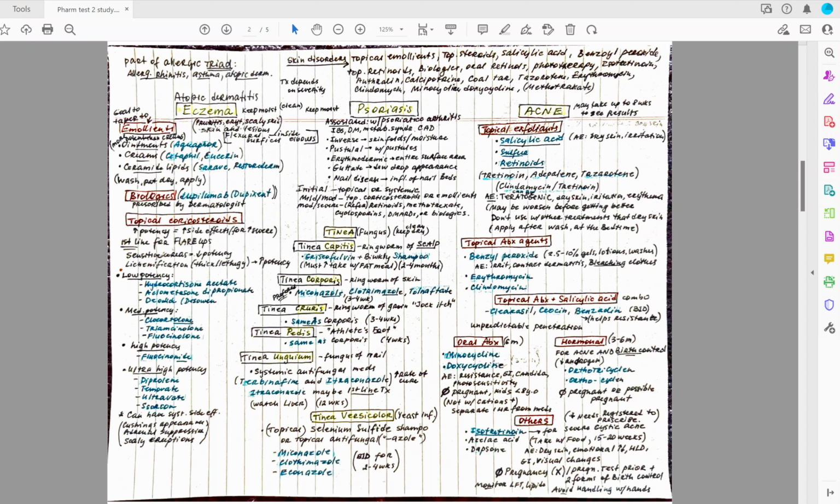Medium potency, most of them finishing with -olone, for example, triamcinolone, fluocinolone. So that's medium potency. High potency is fluocinonide, and you can remember it by the ending not being in O but IDE, and I is high.